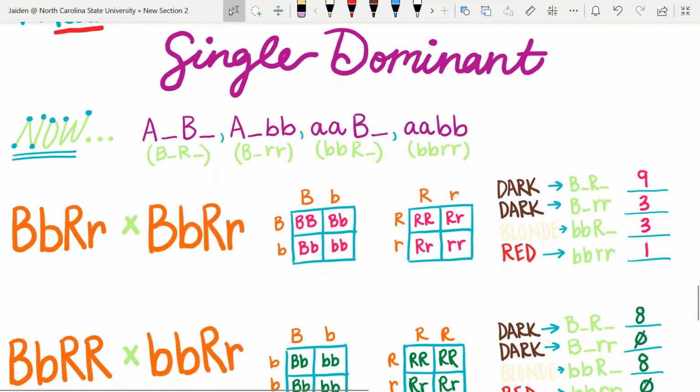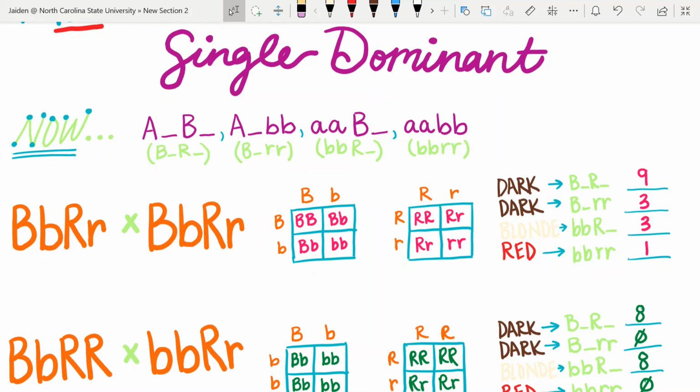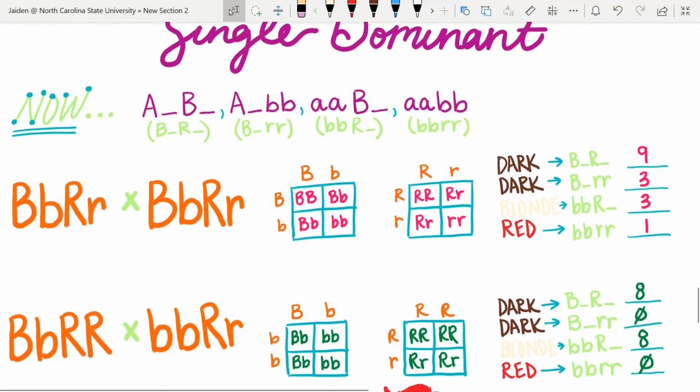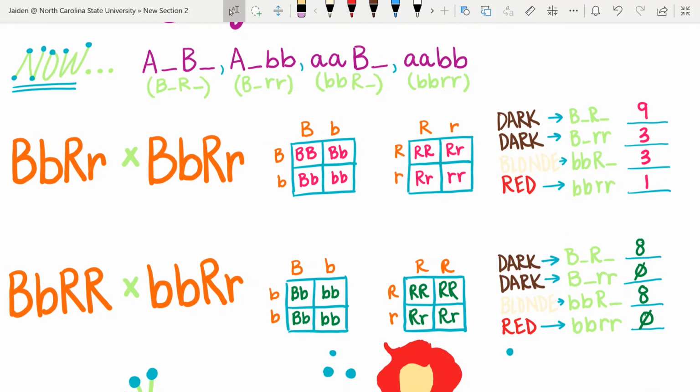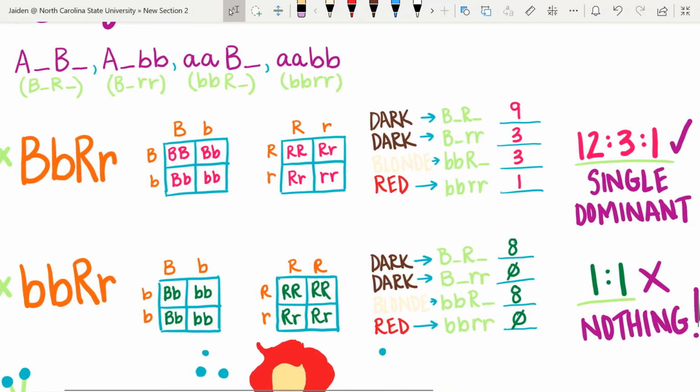Now we're going to explain the proportions of 4 genotypes, the ones you see at the top of the page here, that come from crossing our hair color genotypes based upon the mode of single dominant epistasis. And the first cross of heterozygous dark hair with heterozygous dark hair, we get a 9 to 3 to 3 to 1 ratio. And the second cross between the heterozygous dark hair and blonde hair, we get an 8 to 0 to 8 to 0 ratio.